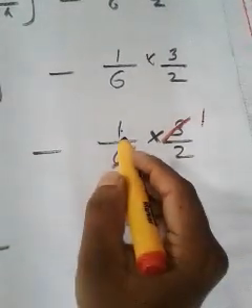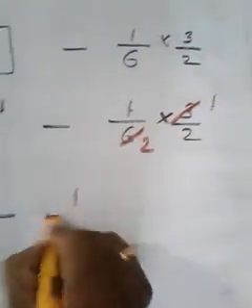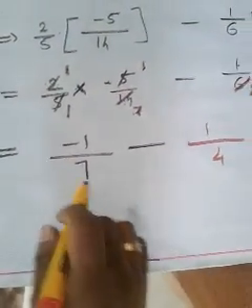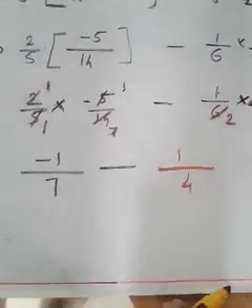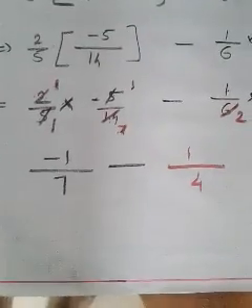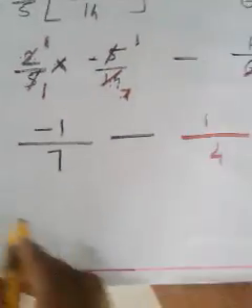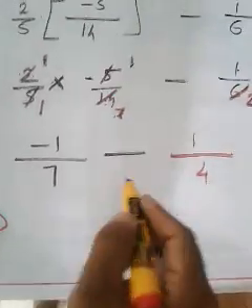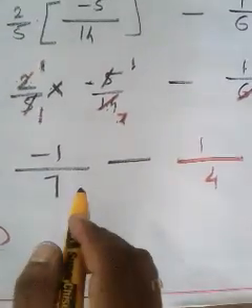So it becomes, what is 1 into 1? 1. What is 2 into 2? 4. So we have reached this much: minus 1/7 minus 1/4. And now how can you calculate the remaining part? See, if you want you can cross multiply, otherwise make the denominator same. So I am going to cross multiply.